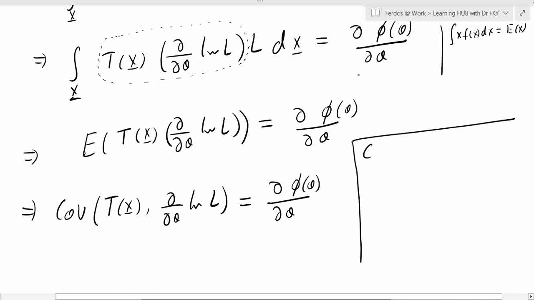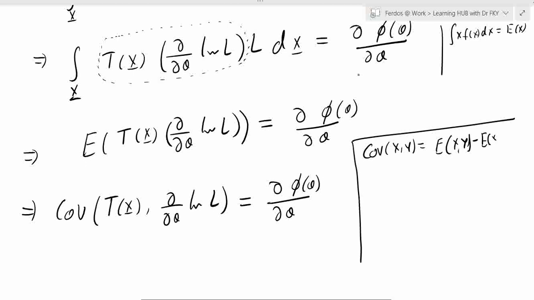You know, the covariance of x and y is equal to the variance of x. You can say this. The covariance of x and y is equal to E of x and y minus E of x times E of y.